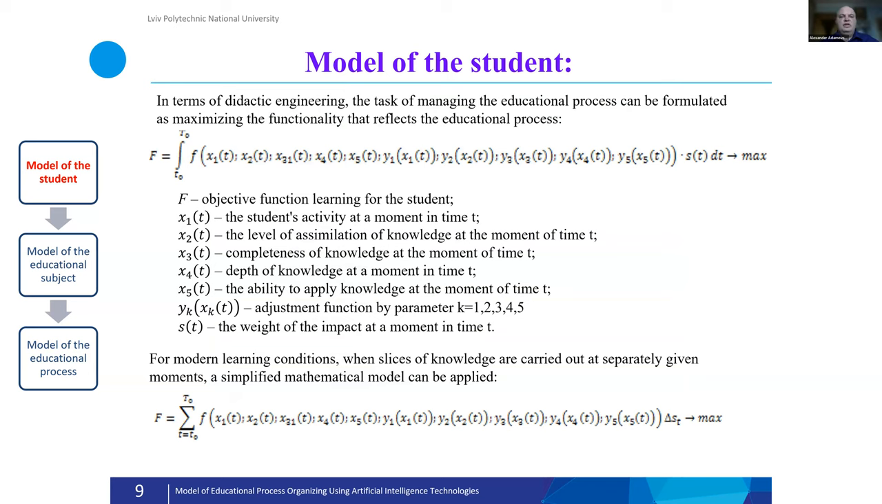Then the model of the student: in terms of didactic engineering, the task of managing the educational process can be formulated as maximizing the functional that reflects the educational process, the integrative objective functional of learning should be maximum. The objective function for the student must consist of the student's activity, level of assimilation, completeness of knowledge, depth of knowledge. Not just completeness, because completing doesn't mean that you understand. So one more criterion is depth of knowledge and the ability to apply knowledge, and an adjustment function by parameter and the weight for impact at every moment of time. For the model of learning conditions, when slices of knowledge are carried out at separately given moments, a simplified mathematical model can be applied, so we just make a sum of the criteria.